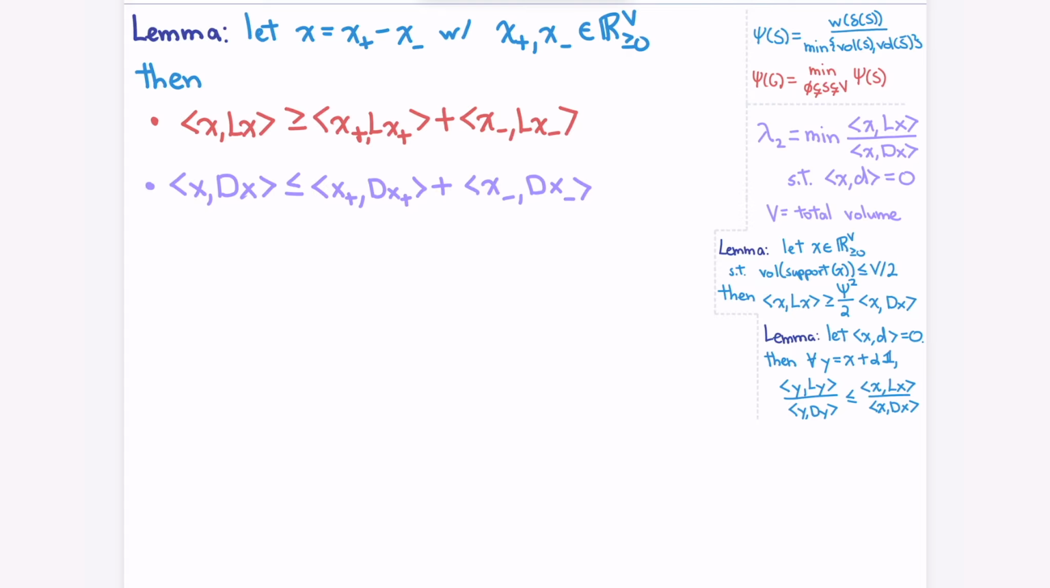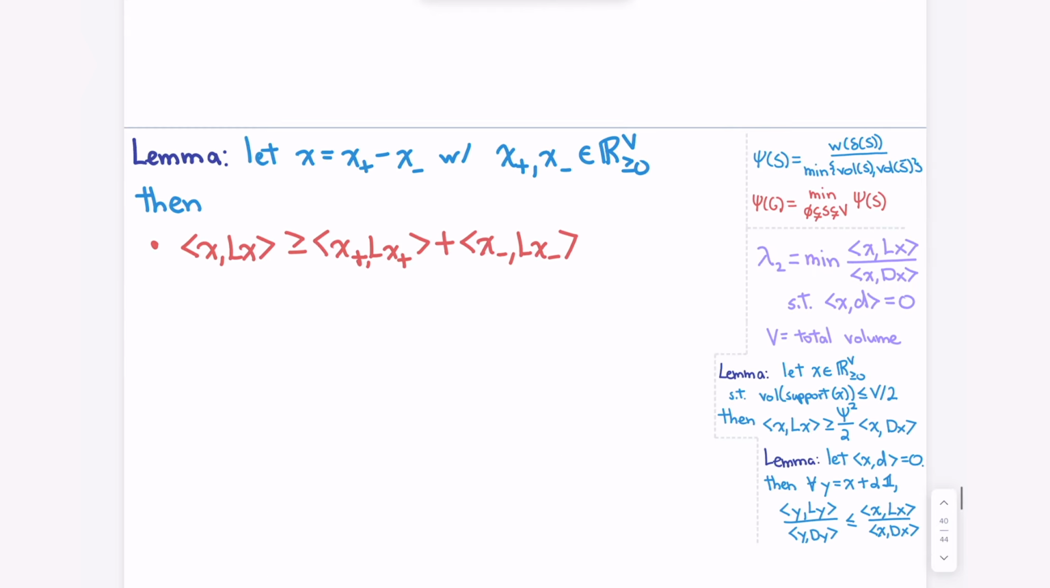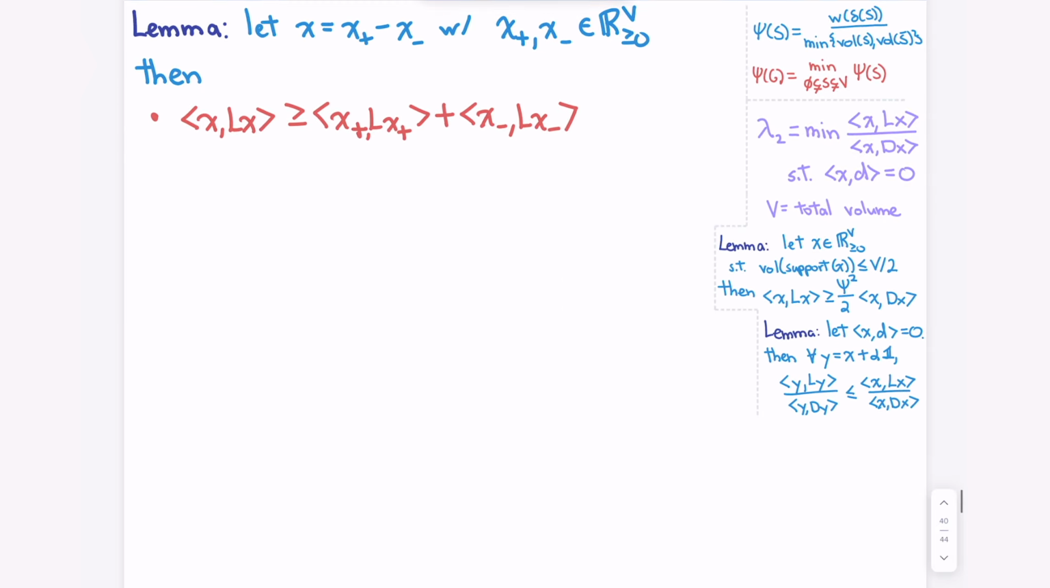Okay, so all that's left is to prove this, and I will be brief in the interest of time. We want to show that x^T L x is bigger than x^T L x for the x plus and x minus parts separately, and that x^T D x is at most x^T D x for the positive and negative parts separately. So maybe I'll just do the first one because the second one is more straightforward, and I'll leave it to you guys. So, I want to show that x^T L x is at least x plus L x plus plus x minus L x minus.